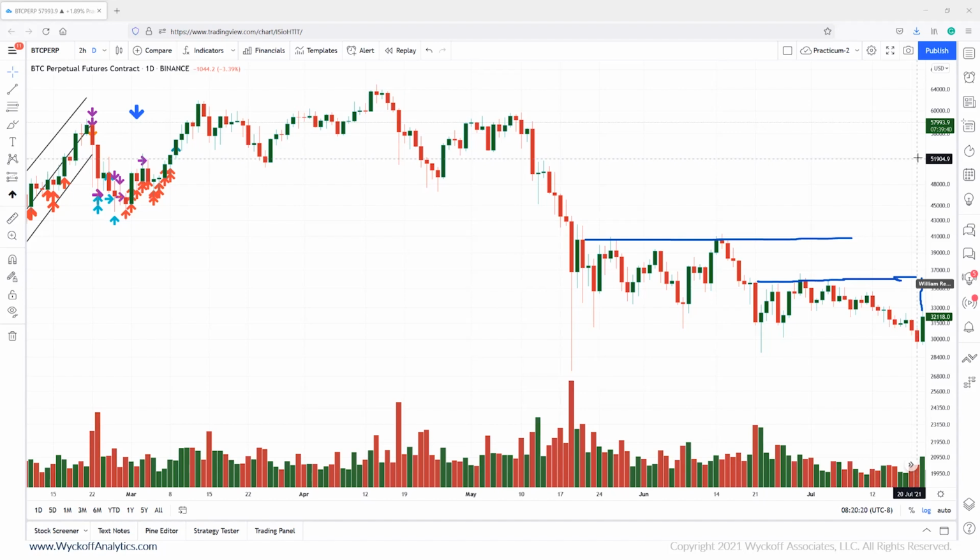And if we break on through, or if we absorb perhaps a little more, but unlikely to absorb here, Roman, because all of this here is absorption. There's just a lack of selling pressure.